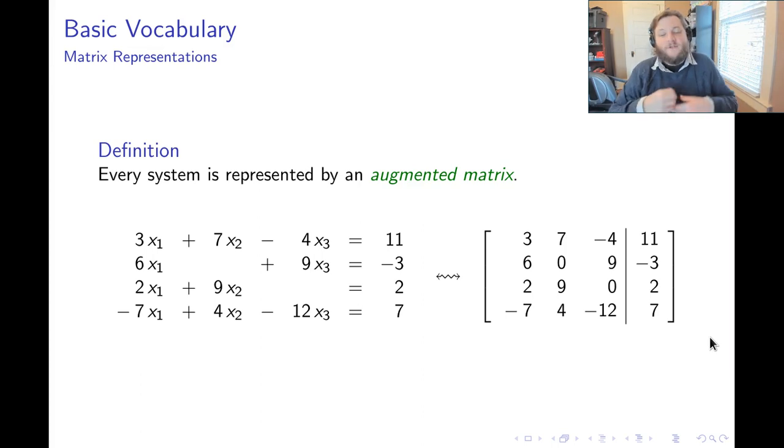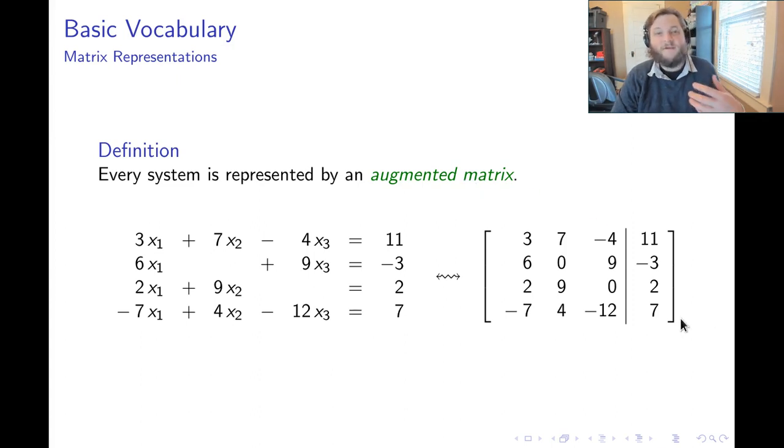So how does all this relate to linear algebra and specifically matrices? Well, there are 2 ways we use matrices to represent systems. The first way that we use matrices to represent systems is through what's called an augmented matrix.